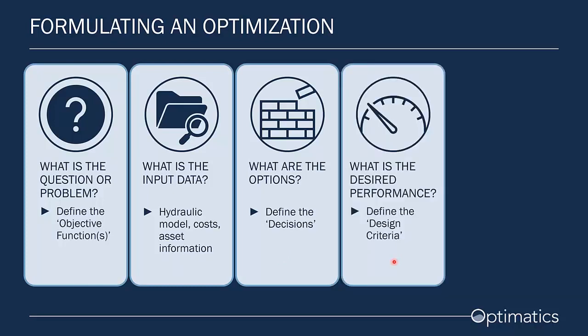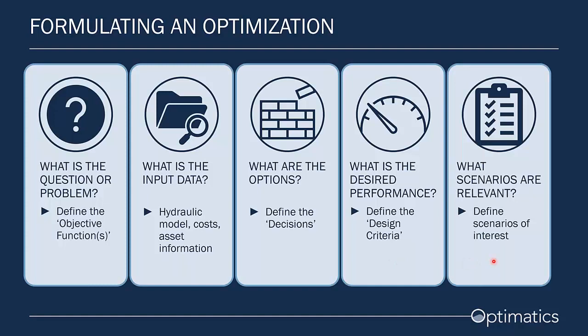The fourth point is defining the design performance. So we call this the design criteria. And this is also where that engineering judgment comes in. We need to tell Optimizer, how do you want your model to perform? Where is that criteria most important? How do we want the hydraulics basically to perform at the end?